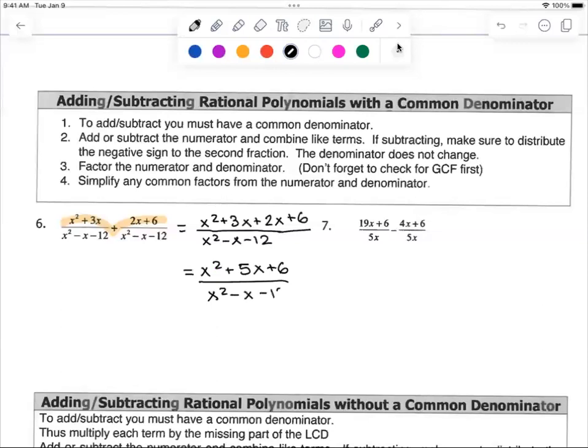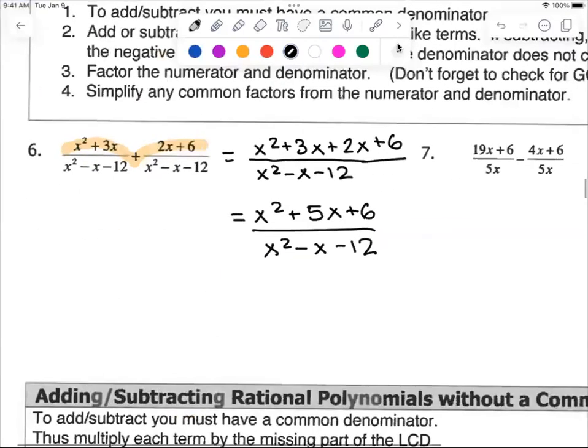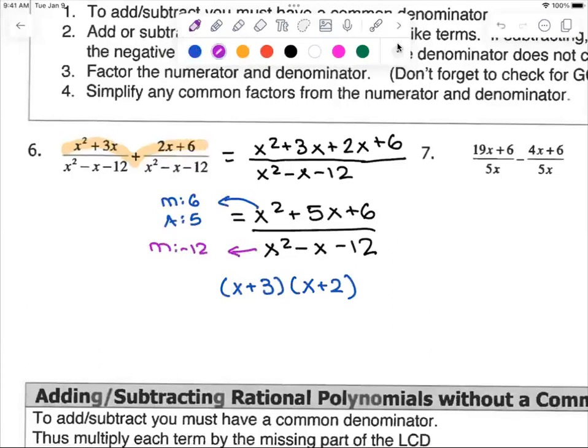Now, once I've simplified it, I'm going to go back to what I was doing before, which is factoring and canceling. So once you add or subtract, then you factor and cancel. My top part here, I'm looking for two numbers that multiply to 6 and add to 5. That's going to be 3 and 2. My bottom, I'm looking for two numbers that multiply to negative 12 and add to negative 1.